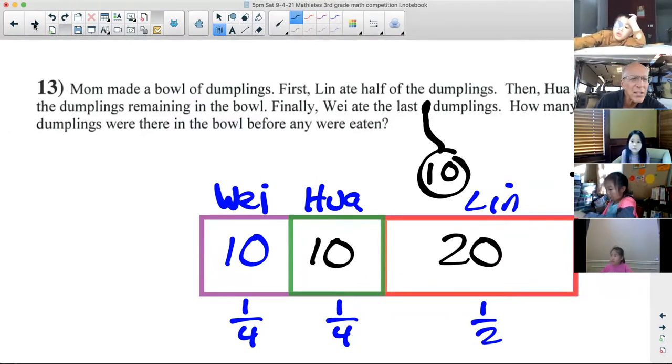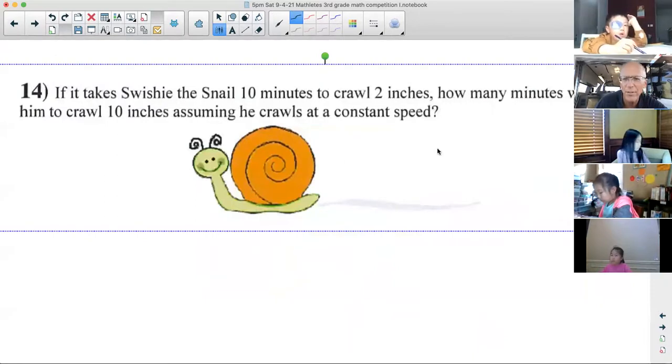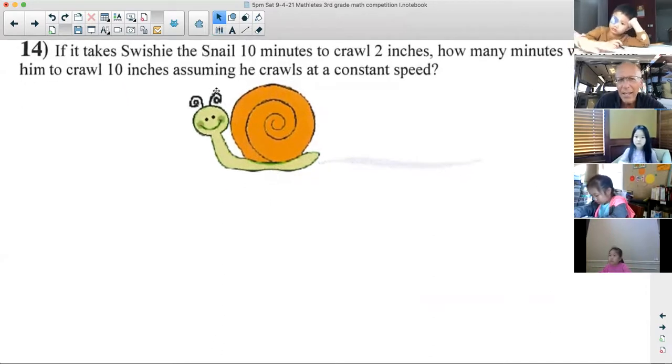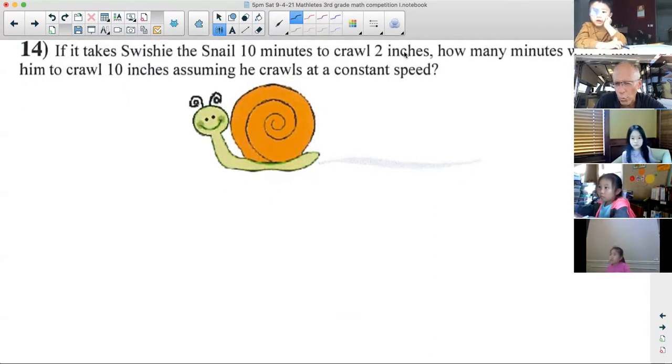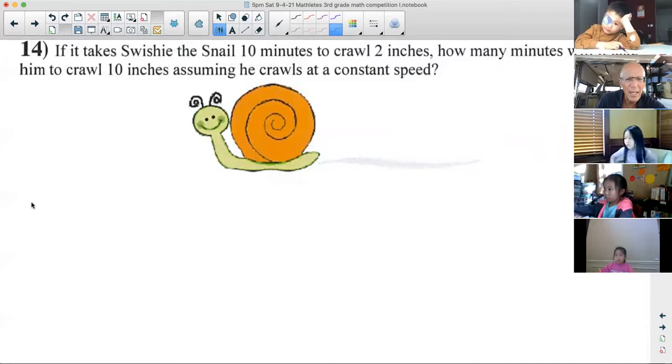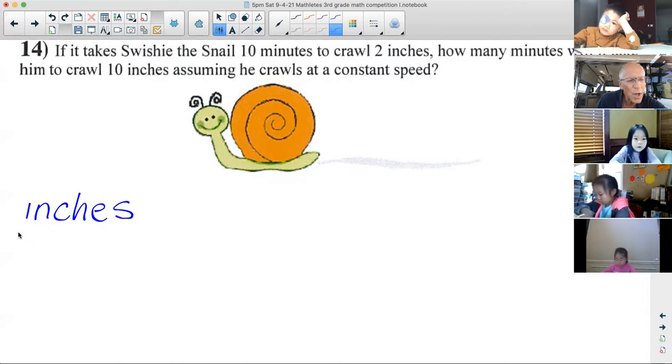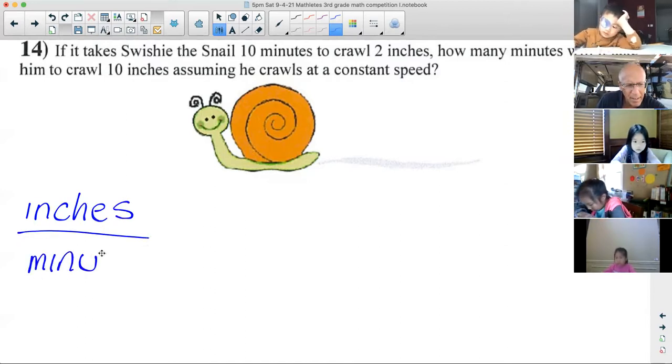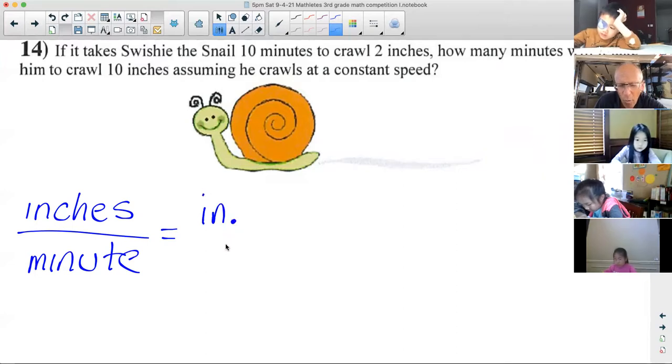Okay, now let's go on to talking about snails. If it takes Swishy the snail 10 minutes to crawl 2 inches. Now, everybody write that down. It would be inches per minute. And you write that down as a fraction. Inches over minute. You could say IN, that's an abbreviation, over MIN, which is an abbreviation.